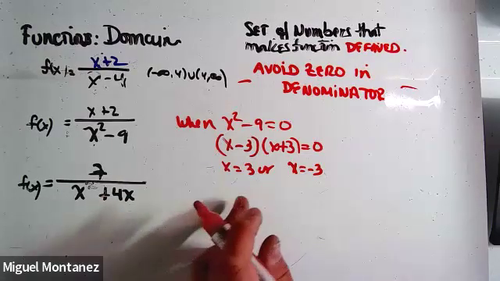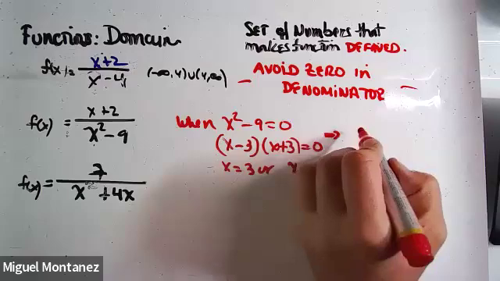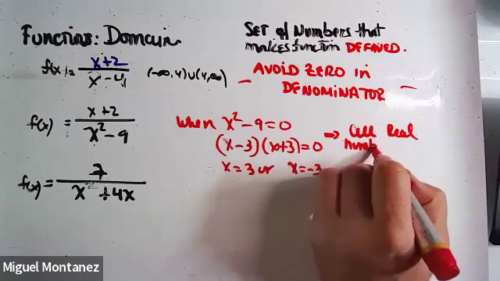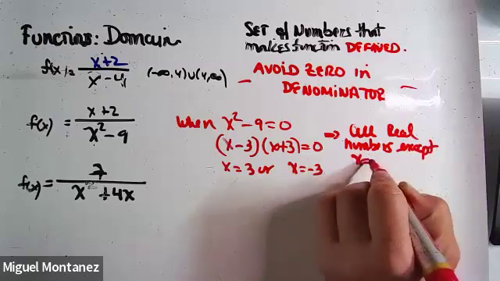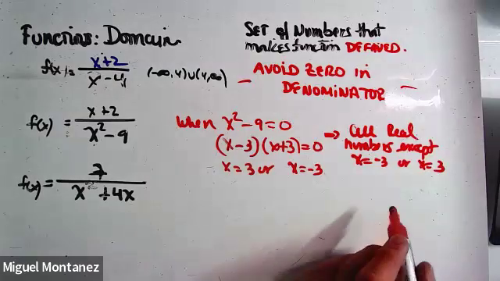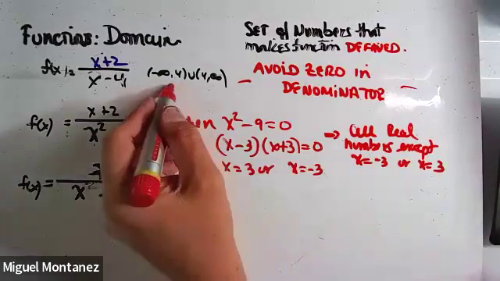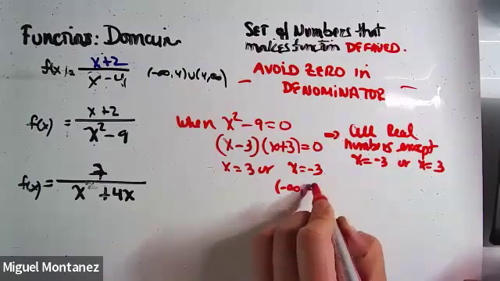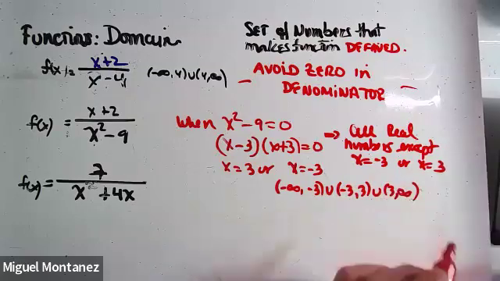So what is the domain? All real numbers except plus or minus 3. So the domain here will be all real numbers except when x equals -3, x equals 3. If you were to draw the real line and remove -3 and 3, you end up with something very similar to this. Your domain would be -infinity to -3, union -3 to 3, union 3 to infinity.